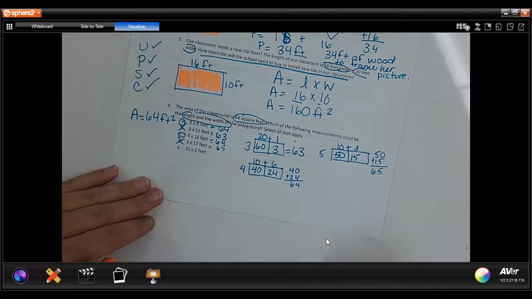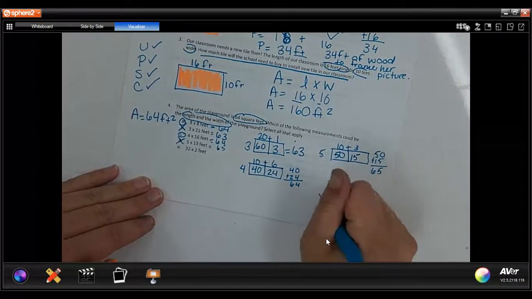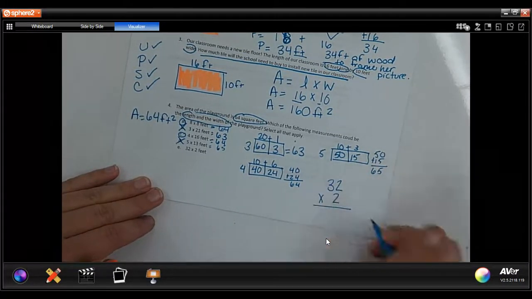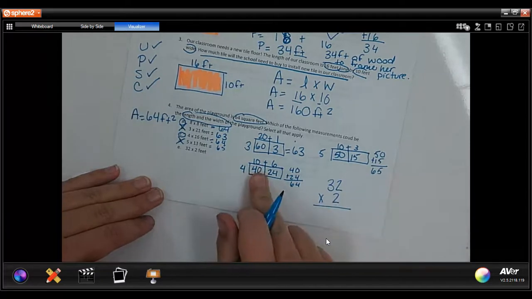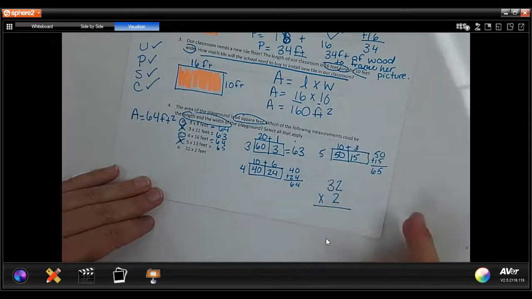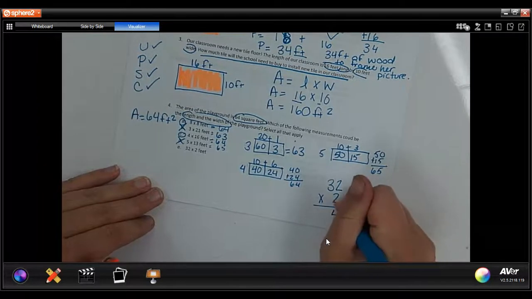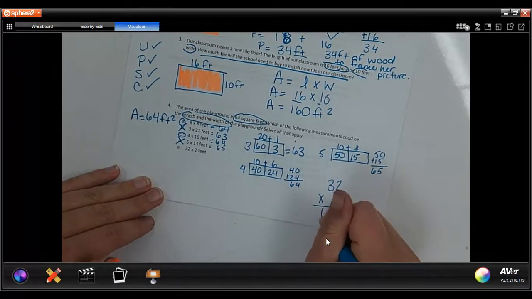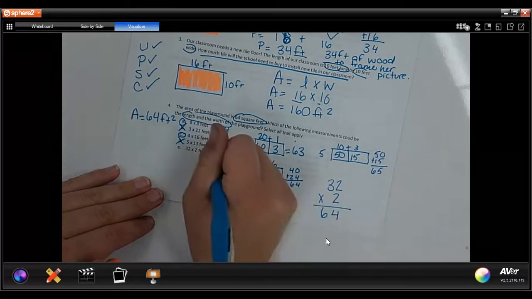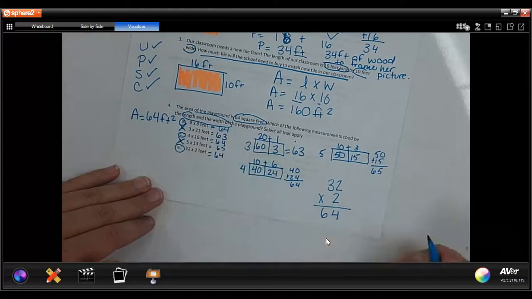The last one, 32 times 2. I'm going to solve this one using the standard algorithm for our friends who might do it that way. But you could easily solve this using the area model as well. You could use any type of strategy you would like as long as you come up with the right answer. So 2 times 2 is 4. 2 times 3 is 6. So my answer for that is 64. So that's another one of my answers.